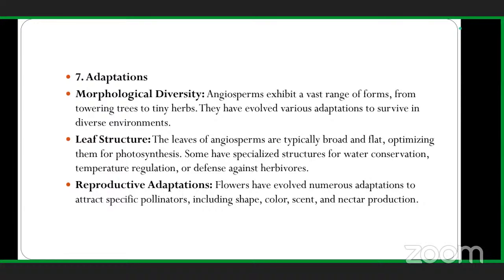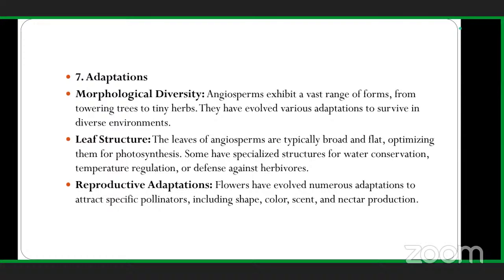So they have evolved various adaptations to survive in diverse environments. Next is leaf structure. The leaves of angiosperms are typically broad and flat, optimizing them for photosynthesis. Some have specialized structures for water conservation, temperature regulation, or defense against herbivores.